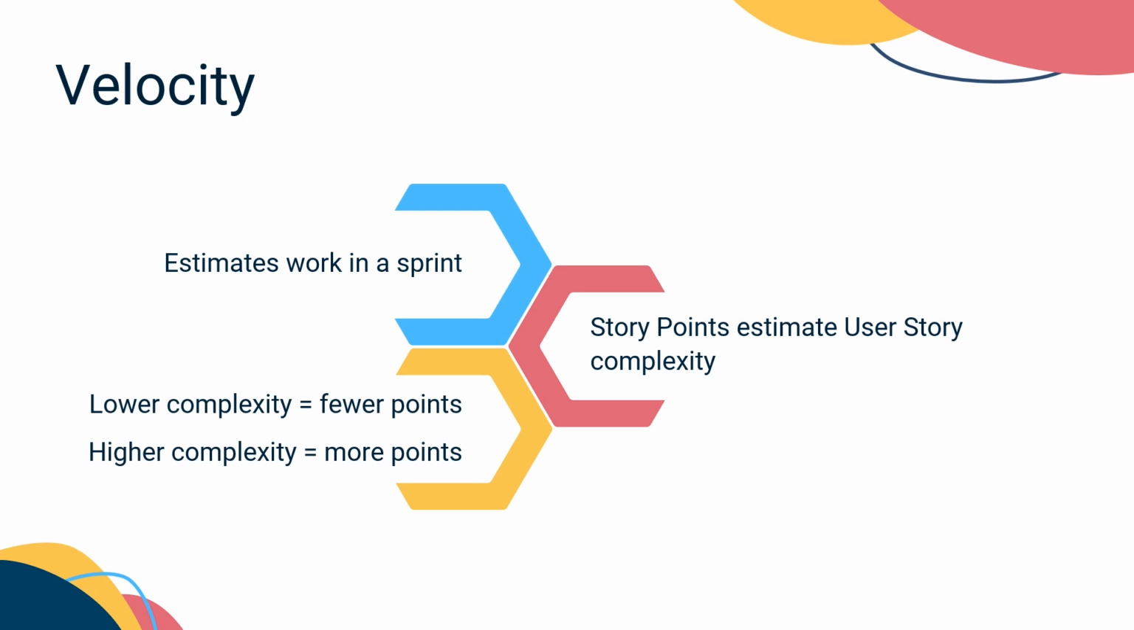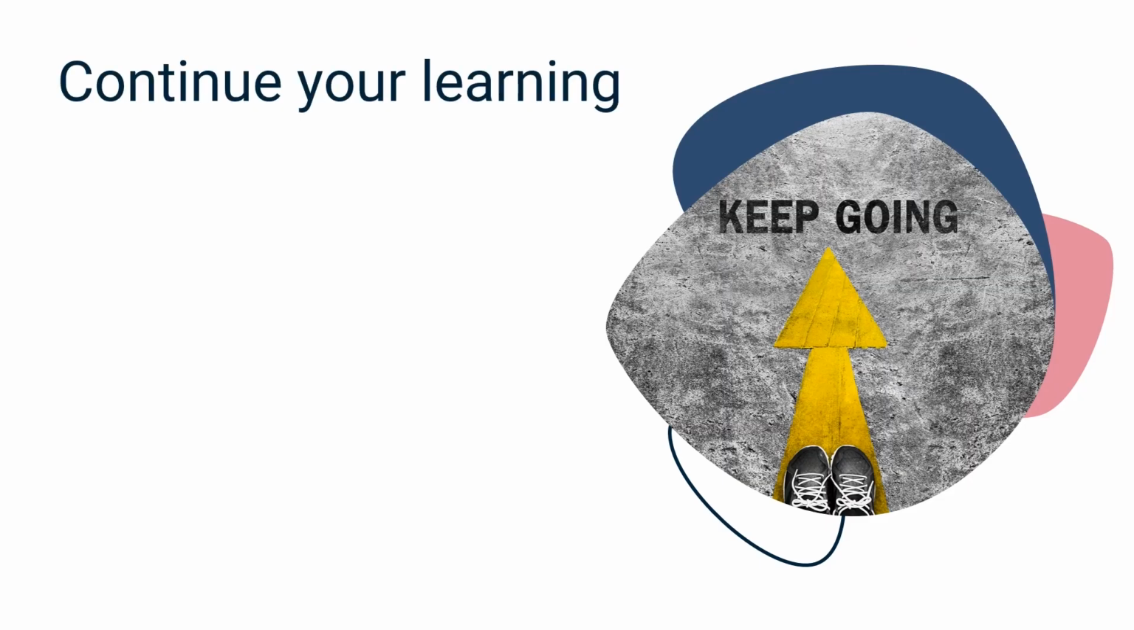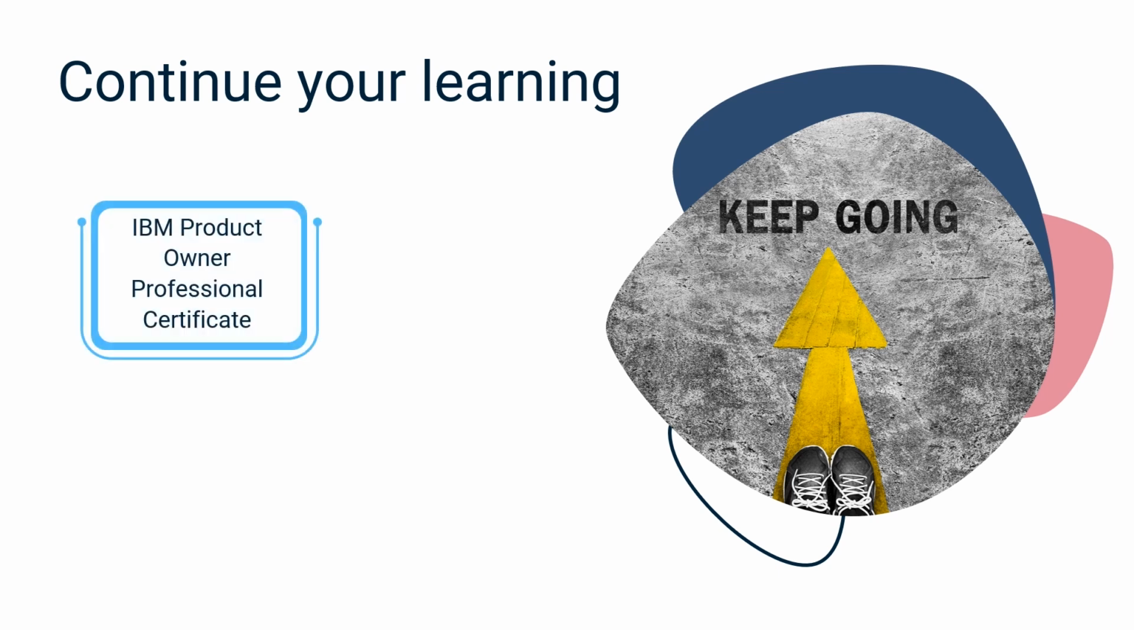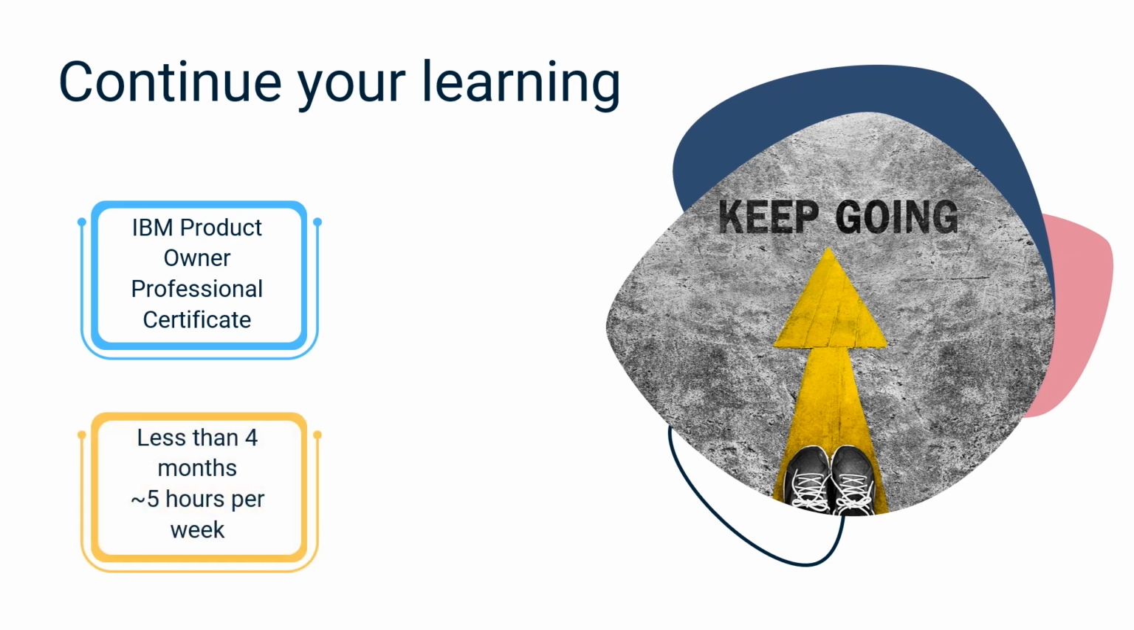Now that you've reviewed what you've learned based on the course's key learning objectives, we encourage you to continue learning about the product owner role. If you have not yet enrolled in our IBM Product Owner Professional Certificate, of which this course is a part, we encourage you to do so. You can earn an IBM Product Owner Certificate in less than 4 months by dedicating about 5 hours of your time per week, depending on your schedule.